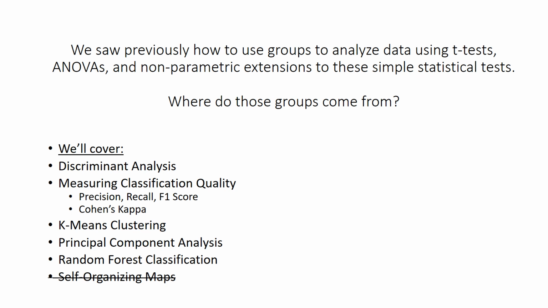Regression, we're trying to relate quantitative variables. If I am this tall, can I predict with what accuracy how much I weigh? In this case, what we want to do is take some quantitative variable and guess its category. There are lots of different ways of doing that, and we're going to talk about a few. I'd love to be able to talk about self-organizing maps, but we just don't have time. So we're going to focus on discriminant analysis, measuring how well one of these kinds of analysis works, k-means clustering, principal component analysis, and random forest classification.